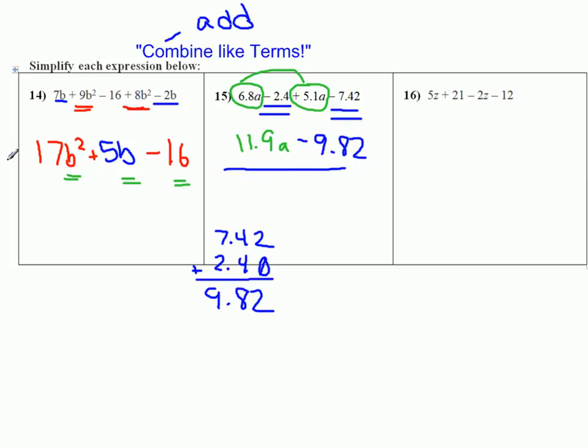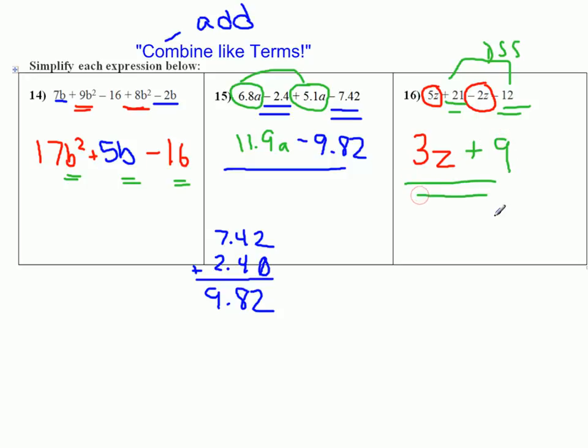And the last one in this section is 5z plus 21 minus 2z minus 12. Like terms here are 5z. And again, circling that negative sign in front, negative 2z. Those are different signs, so I'm going to subtract and take the sign of the larger value. And the last one, positive 21, negative 12. Those are different signs, so I'm going to have to subtract them. Again, I did it on the side. 21 minus 12 gets you 9. It's going to be a positive 9 because 21 is bigger.